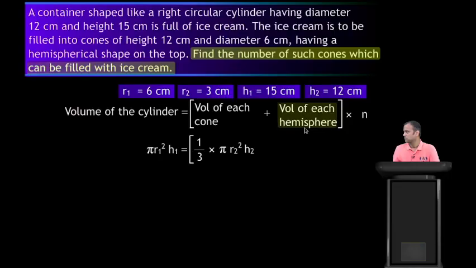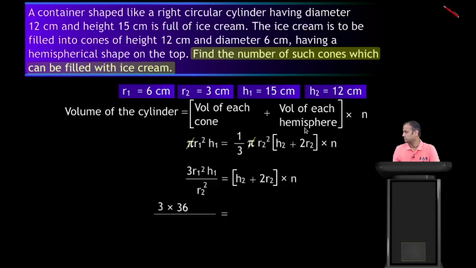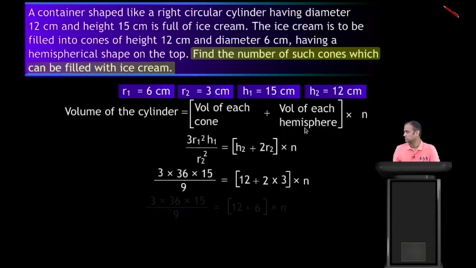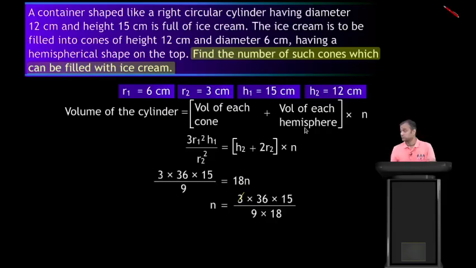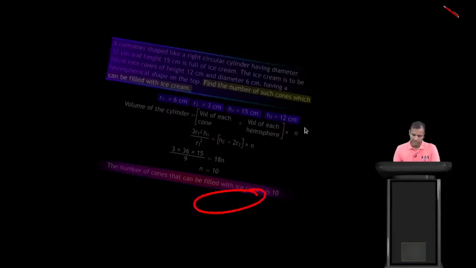So we can put the values. Volume of hemisphere is 2 upon 3 pi r2 cube, and after solving you will get the answer. From here we can find the number of cones. It is equal to 10. So number of cones are 10.